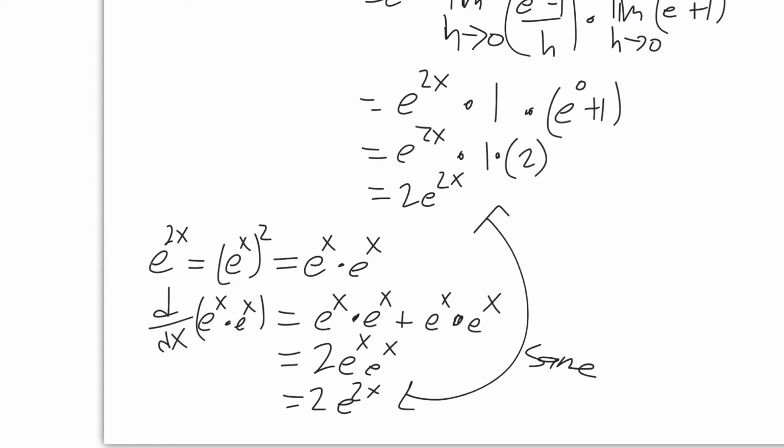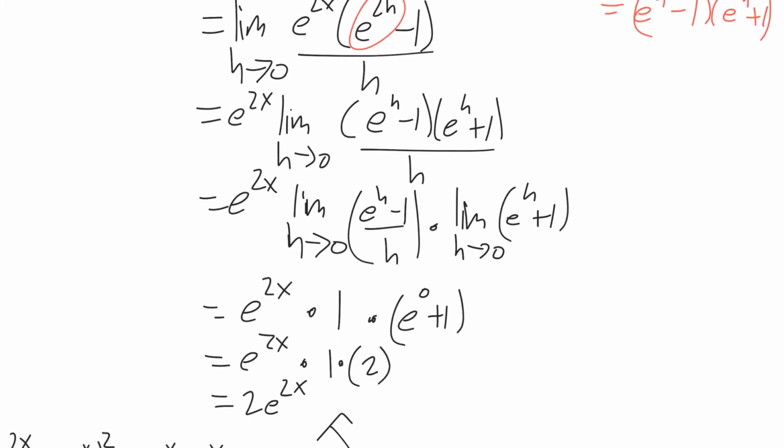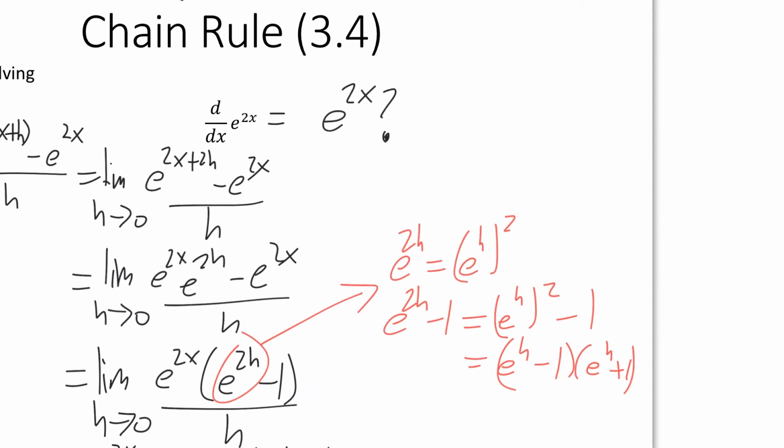Whether you use a little bit of product rule or whether you use the derivative definition with the limit, either way you get 2 e to the 2x. And so back here, our guess of e to the 2x was slightly correct, but we should really put down the correct answer here.